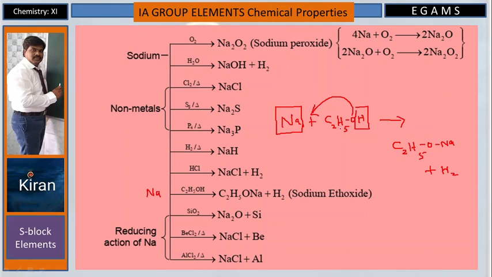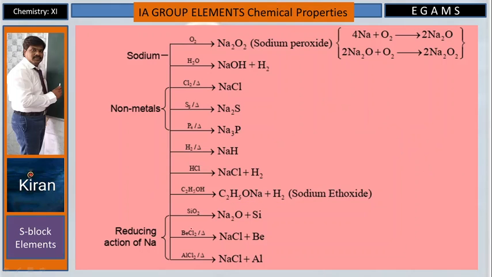This equation also shows sodium metal acting as a strong reducing agent. It displaces hydrogen gas. This is sodium ethoxide. Next, reducing action of Na. Some more equations I am showing here. It reacts with silicon dioxide. See here, when sodium metal reacts with silicon dioxide, SiO2, you get sodium oxide, Na2O, plus Si.